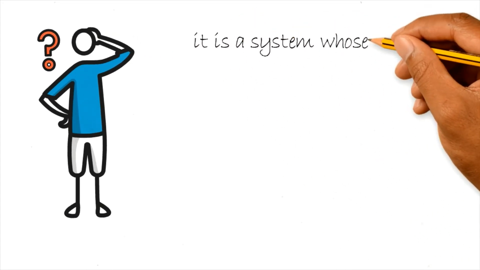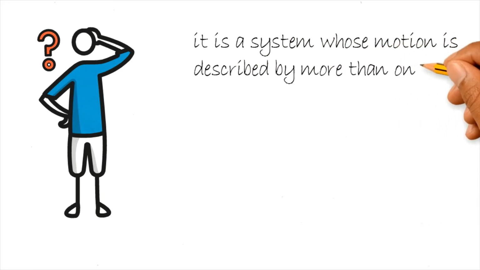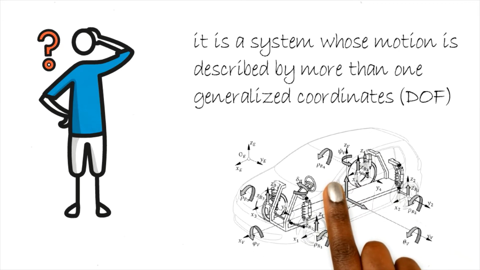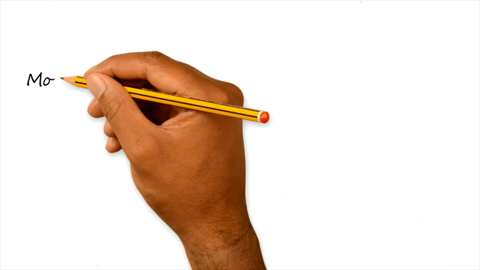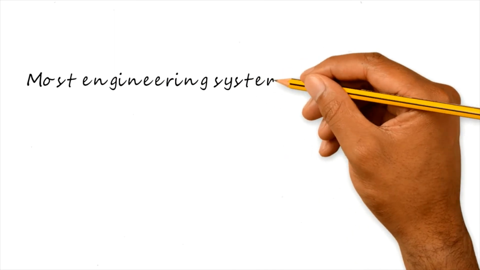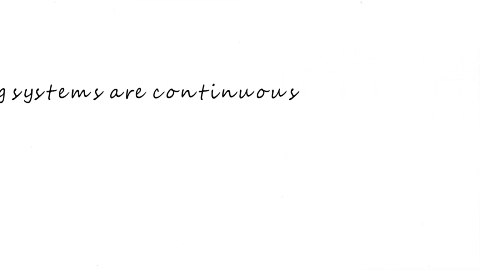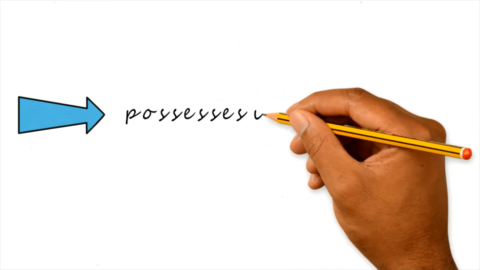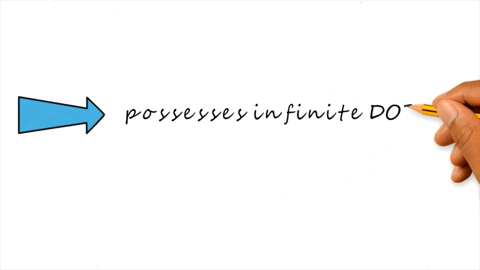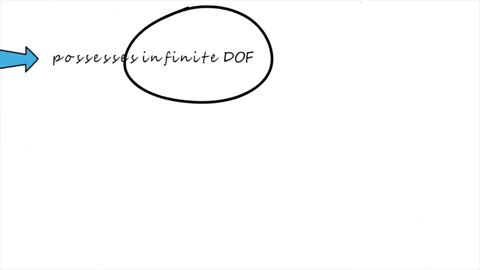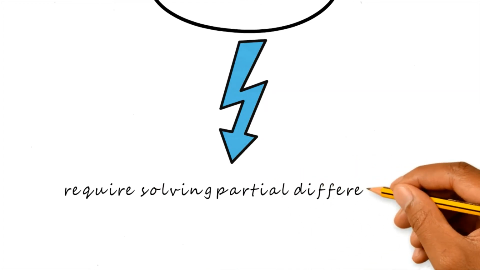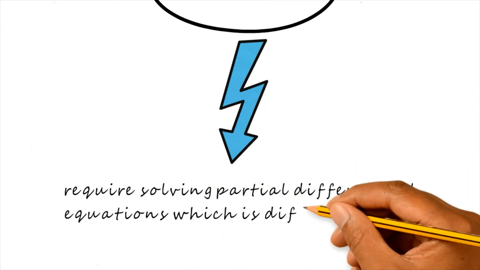Multiple degree of freedom or MDOF is defined by a system whose motion is described by more than one generalized coordinate. Most engineering systems are continuous, which possess infinite DOF. Infinite DOF require solving partial differential equation, which is difficult to do.